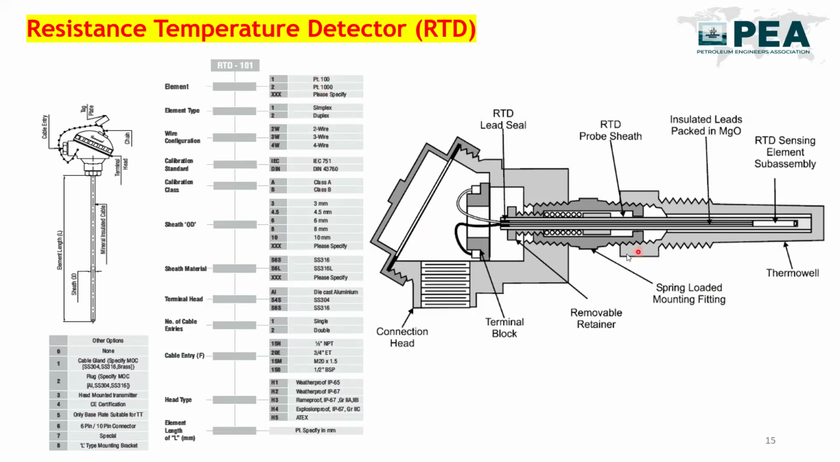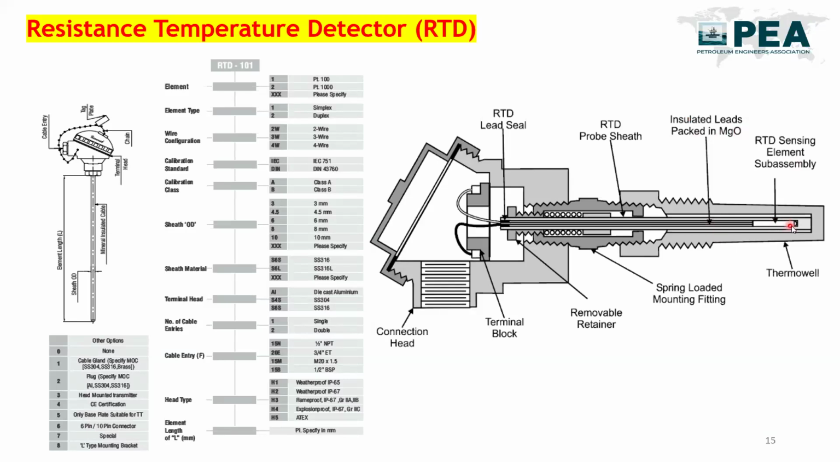Okay. So this RTD will be inserted inside the thermowell. This gray part you have seen here is your thermowell. Okay. So inside the thermowell, this RTD probe is connected. So this is the RTD sensing element here. Okay. Insulated lead packed with magnesium oxide.